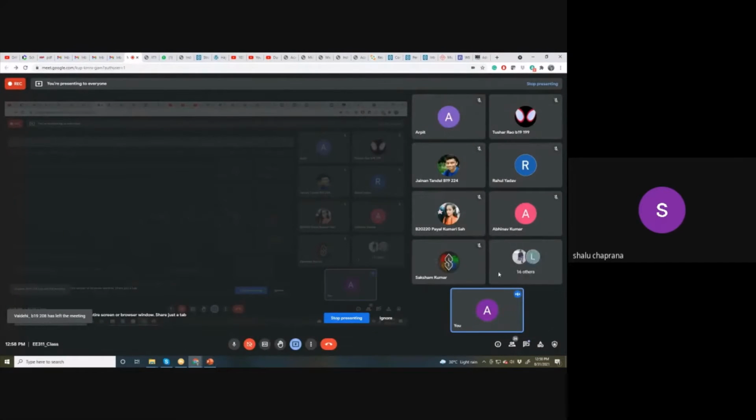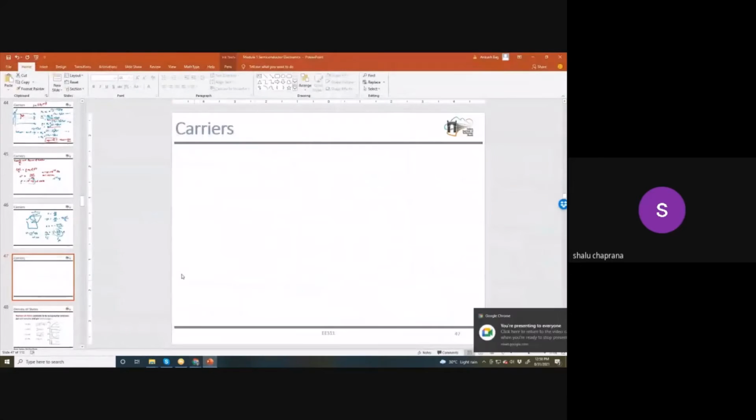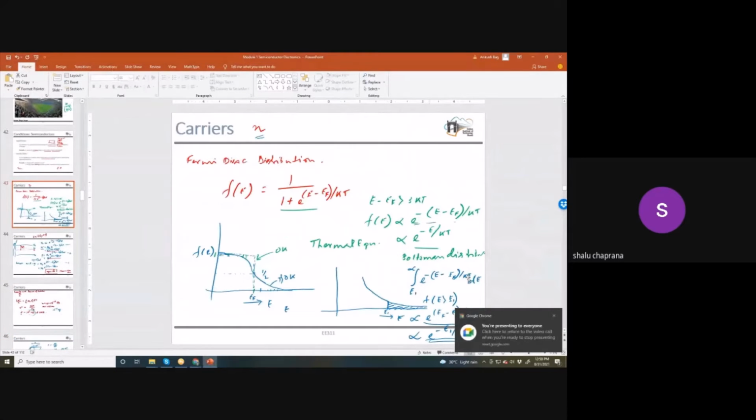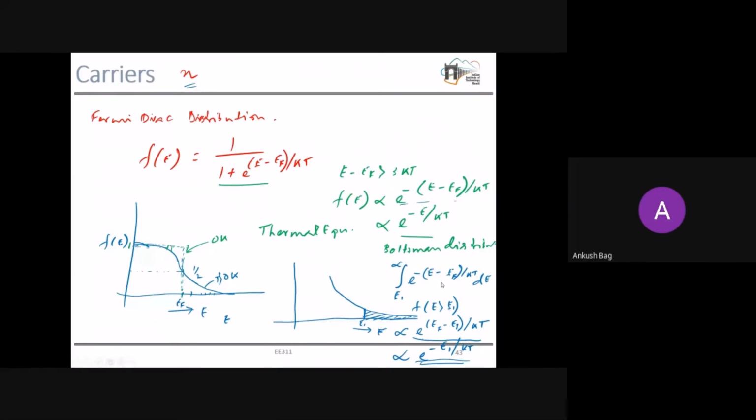Excuse me, sir. Can you please explain the graph of FE again? The one in the previous slide, on the left-hand side. This one? Yes, sir. Sir, I'm not able to understand this 0 Kelvin and T greater than 0 Kelvin part.